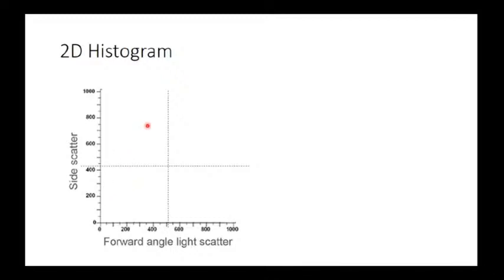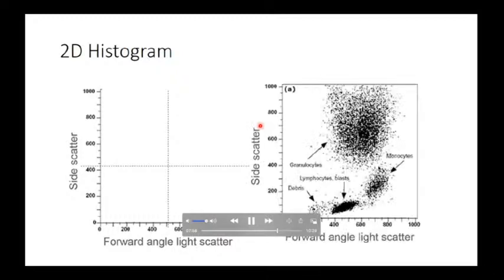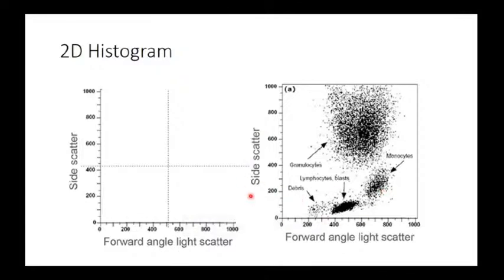If the cell appears here, it means that the cell is small but it's complex. Here, it means that the cell is big and complex, and here, it means that the cell is big but simple. I will give you a very good example of this, which is an analysis of a sample of white blood cells. So what we see here is an analysis of white blood cells. This is side scatter and this is forward scatter light.